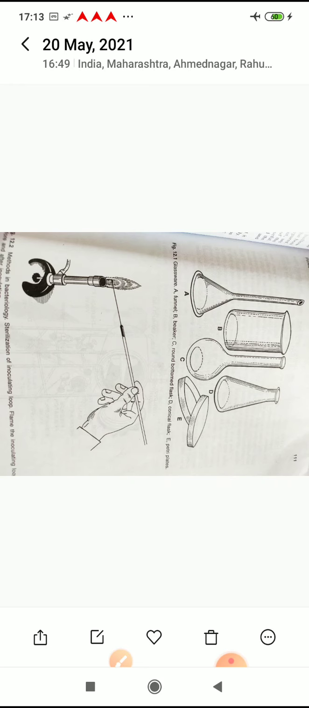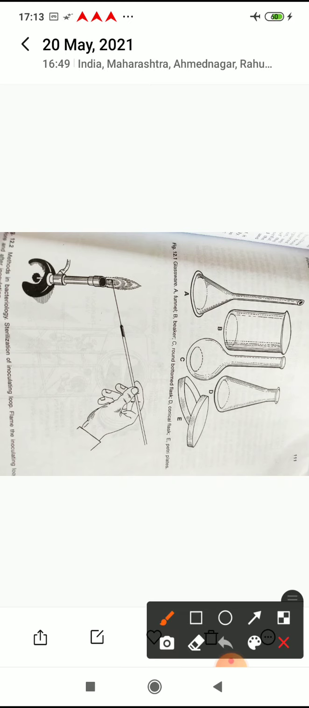See here, on the screen you can observe some of the glasswares required for the laboratory investigation of the plant diseases.